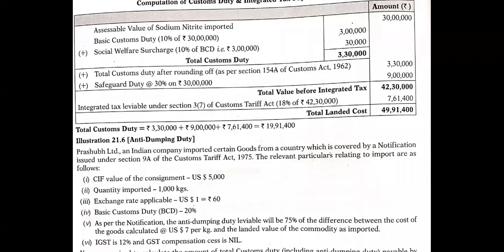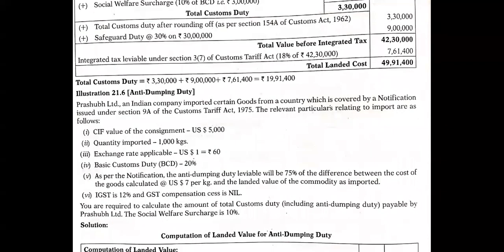19,91,400 rupees. Okay, additional duty you have to pay for it. Next is anti-dumping duty. Prabhu Limited, an Indian company, imported certain goods from a country which is covered by notification issued under section 9A of the Custom Tariff Act 1975. The relevant particulars relating to the import are as follows.